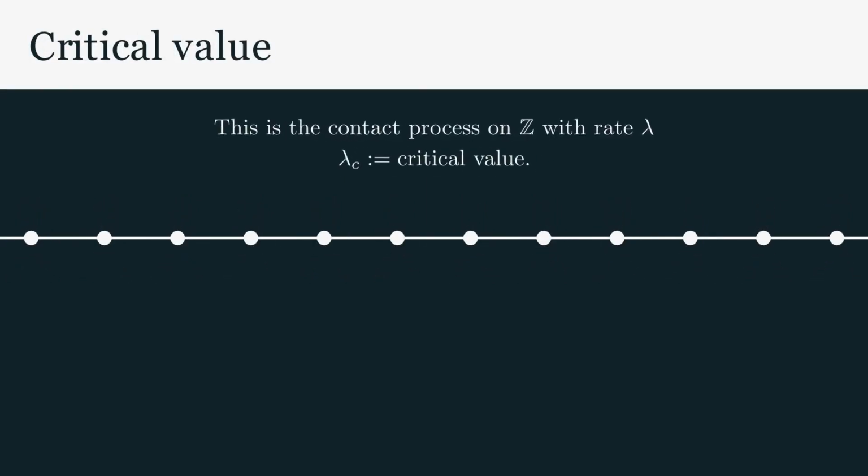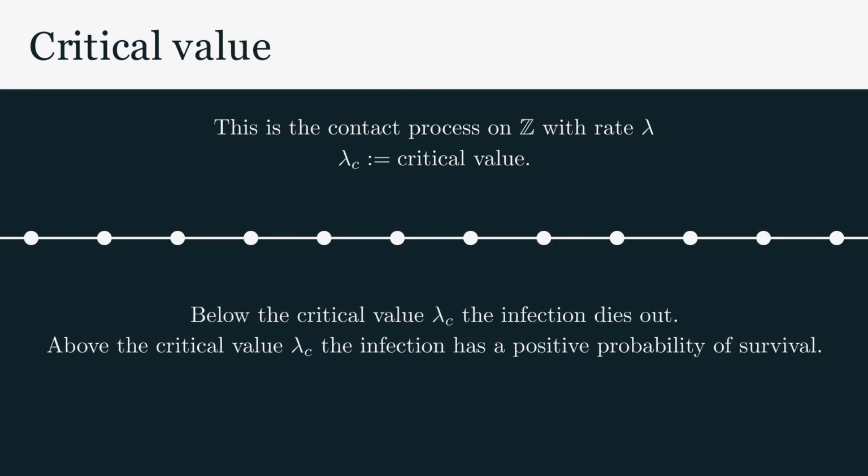What I've just shown you is the contact process on Z with infection rate lambda. And there is such a critical value where this change occurs. And this value we call lambda C. Below this critical value lambda C, the infection surely dies out. But above this value, the infection has a positive probability of survival.